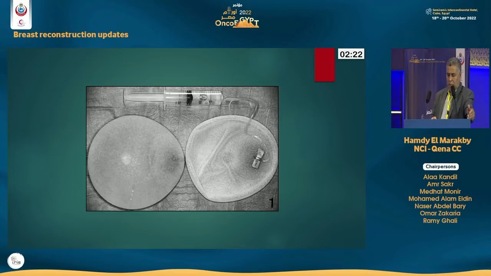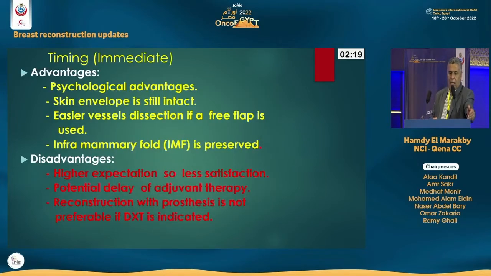So with regard to the timing, well, again, we know all the advantages of immediate reconstruction and all the disadvantages as well. But again, putting in an expander has solved this. For instance, if you would like to preserve the skin envelope which is healthy, the expander will do it. If you want an easier dissection of the flap in a delayed reconstruction, the implant or the expander will do it. And you can still define the inframammary fold, which will give the breast mound its shape, size, and projection.